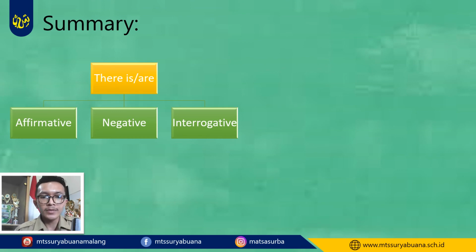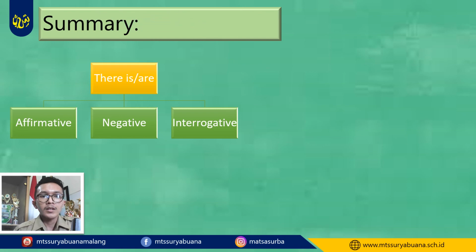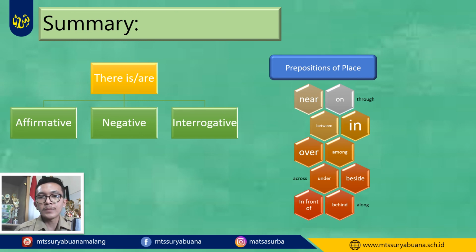Well, let's do the summary for this meeting. We have discussed there is and there are. I already defined how to make this sentence by using there is or there are with 3 parts: the first one is affirmative, then negative, and the last one is the interrogative sentence. And then we also have discussed prepositions of place. Some examples are near, on, through, between, in, over, among, across, under, beside, in front of, behind, and along.